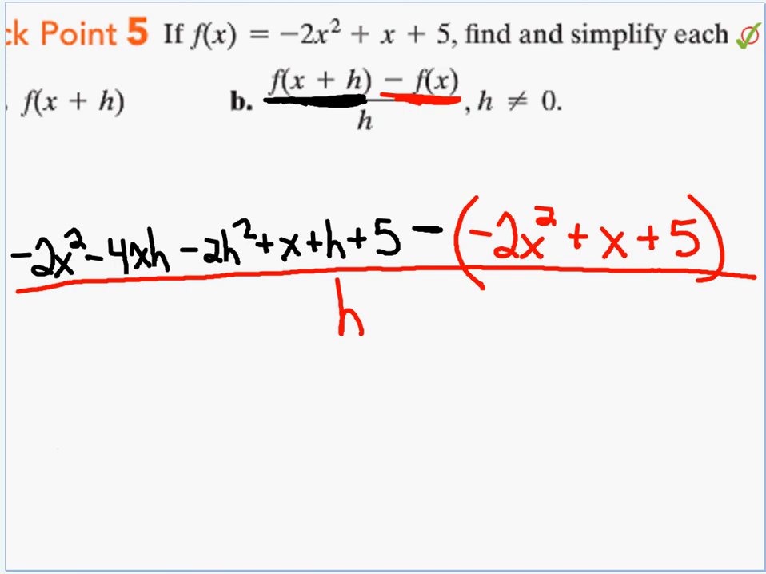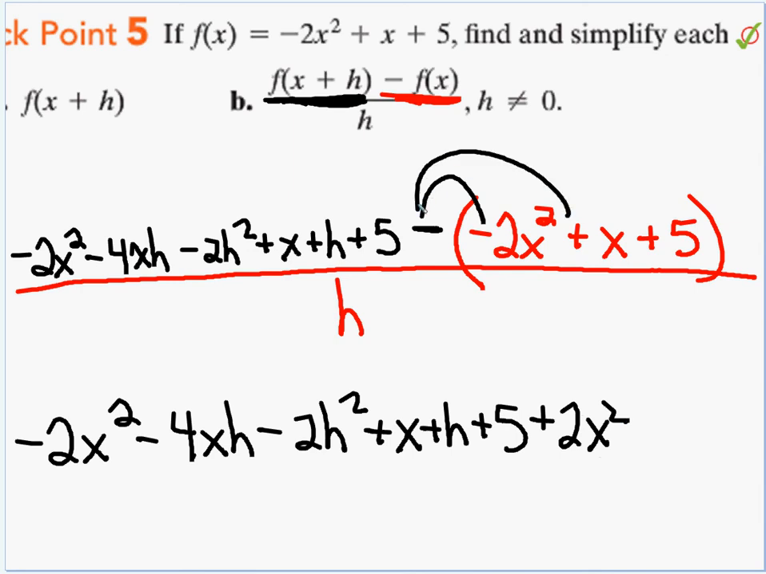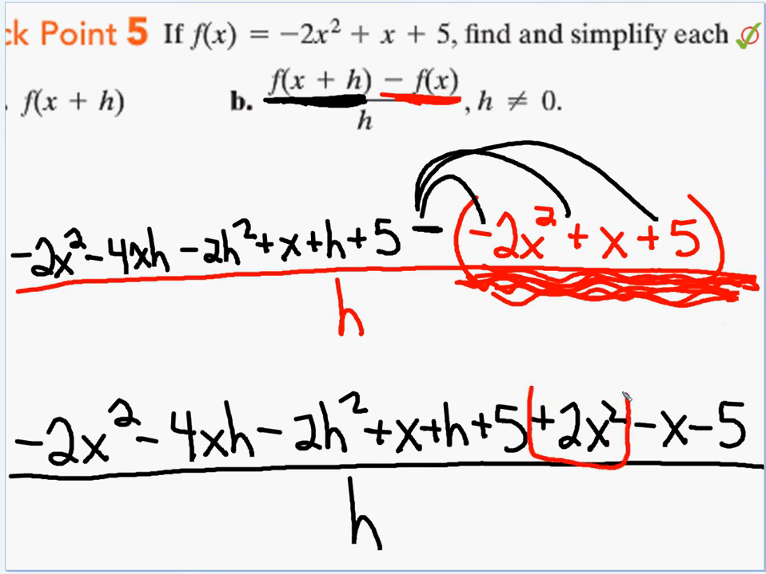So let's distribute that negative. Minus 2x squared minus 4xh minus 2h squared plus x plus h plus 5. Here we distribute. That'll turn to a plus 2x squared, a minus x, and a minus 5. When you've done enough of these, they do get to be routine, and this cancellation should always occur. What I left up here in red, subtracting the original function, each of these terms should be canceled out. So here is our plus 2x squared.